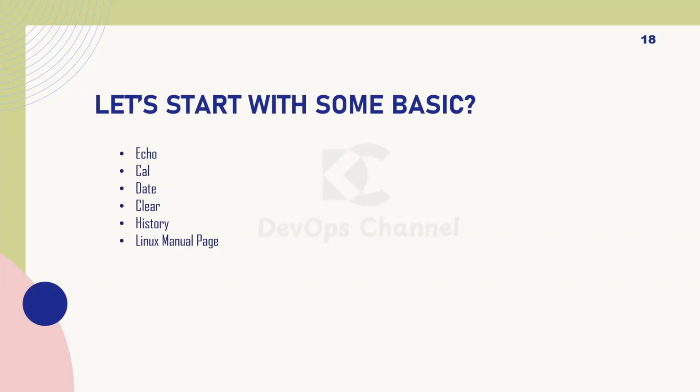Hi friends. So in the earlier section we have seen some basic commands like echo, cal, cat, clear and history. So we were wondering how one command supports multiple inputs and what options it can support. For that we have something called manual pages. So let's discuss manual pages in this video.